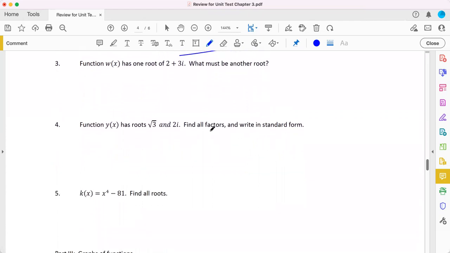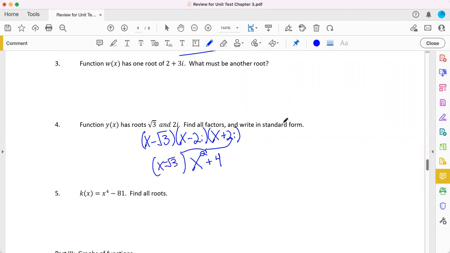It has those roots; find all root factors, and write in standard form. All right. So remember opposites of the root. We have an imaginary one, which means that we also need a second root. That's the opposite. Okay. You could FOIL this out. That'll give you x squared plus 4. And then you need to multiply it out with x minus square root of 3. So that's going to get a little ugly because there's that square root of 3 that's just going to linger.